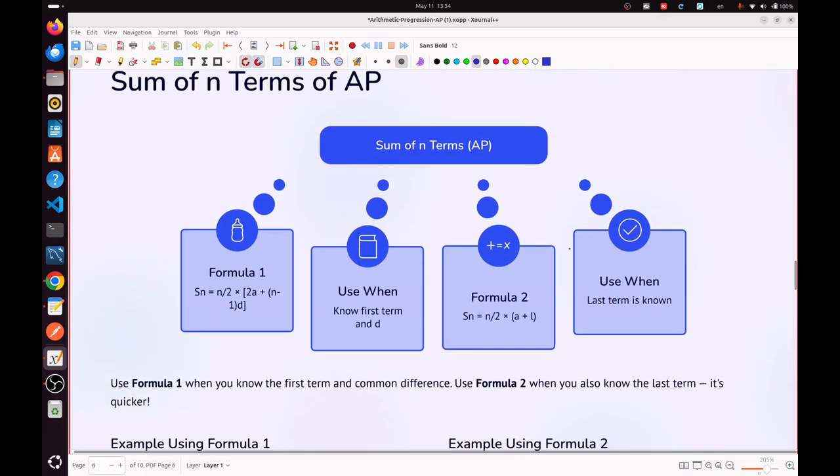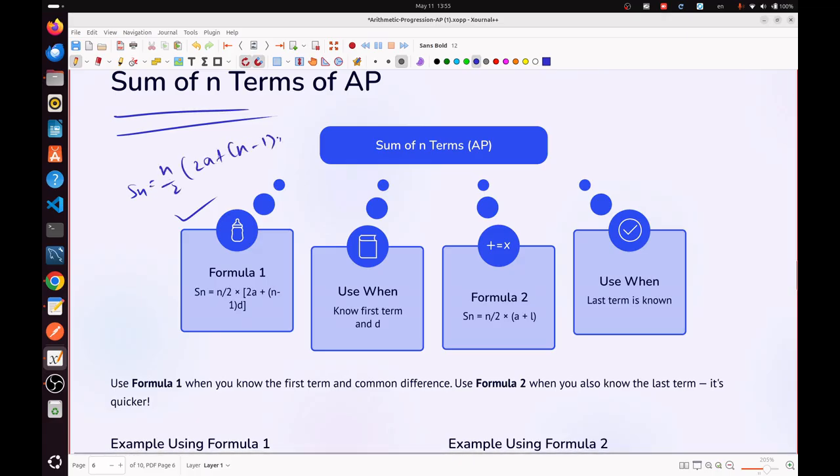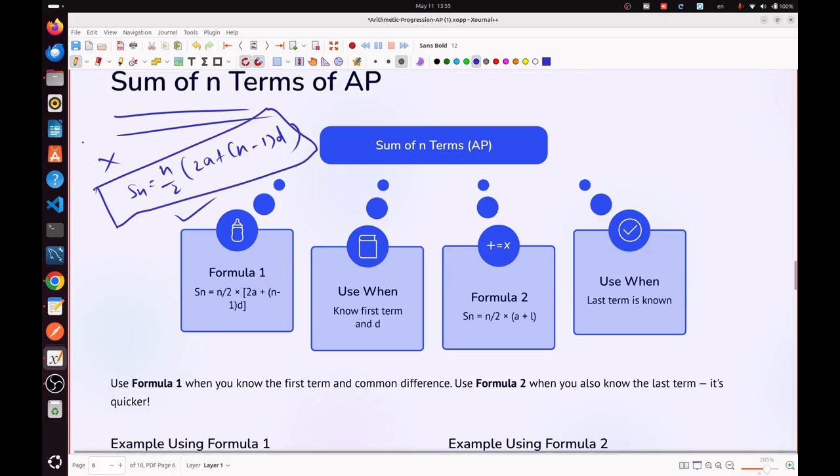Next we'll move on to the sum of n terms. We have a formula, this we have seen, right? Sn equal to n by 2 into 2a plus n minus 1 into D. This we need to apply when the last term is not given. And if the last term is given, what do we need to apply? That also I have told you, n by 2 into a plus l. These two formulas are important. Based on this, we will now see the examples.